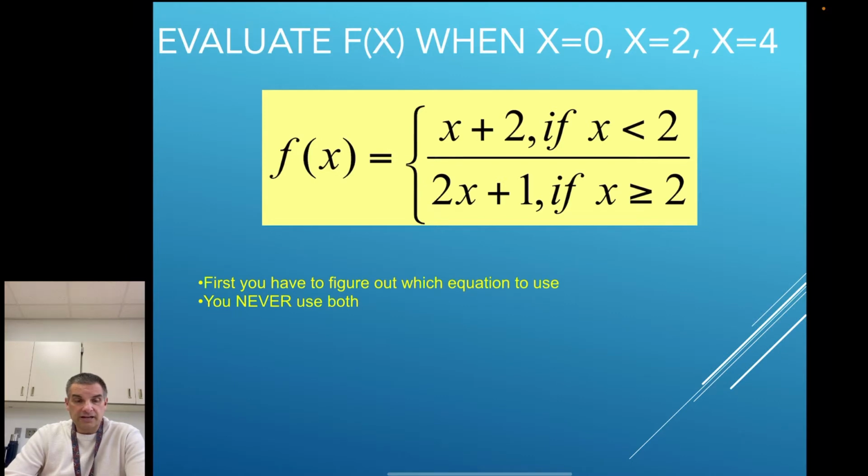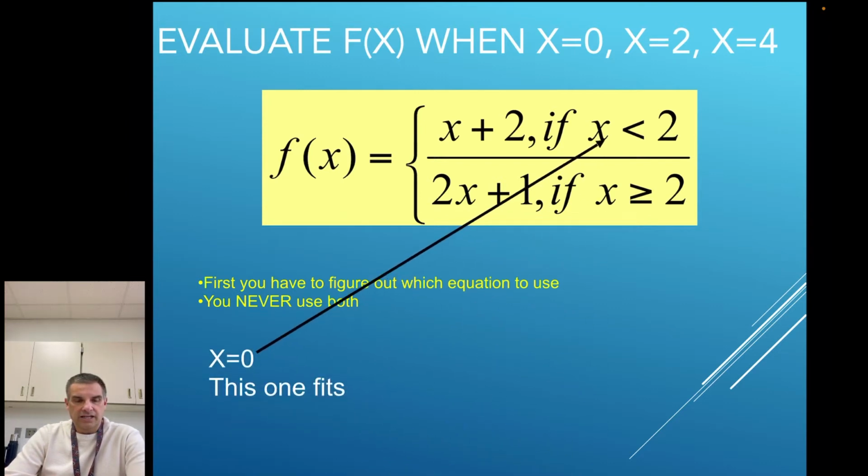The first thing you have to figure out is which equation you're going to use. And you're never going to use both of them. You're either going to use the first one or the second one in this case. There could be tens of these, but you can only use one of them. Okay? So if we look at x as 0, x of 0 fits this one, so that means it fits into the top equation.